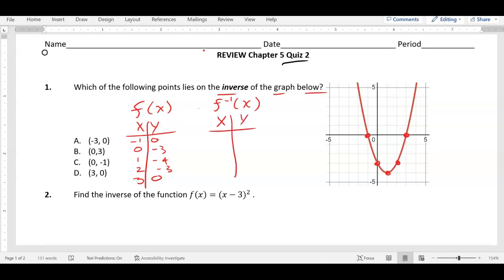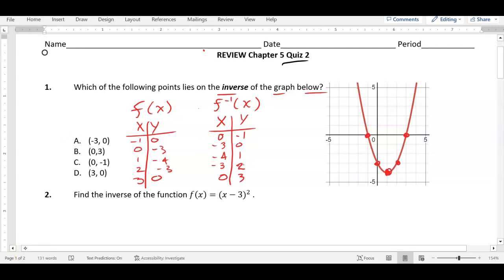And what I'm doing is I'm going to flip the table. So 0, -1, -3, 0, -4, 1, -3, 2, and then 0, 3.